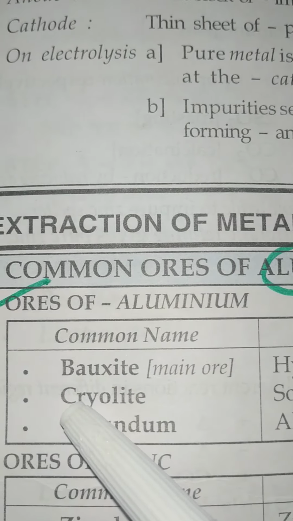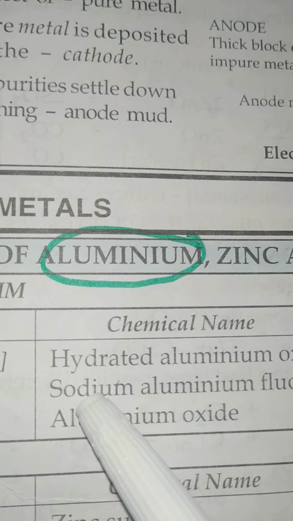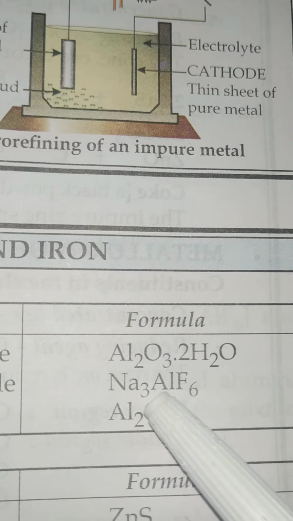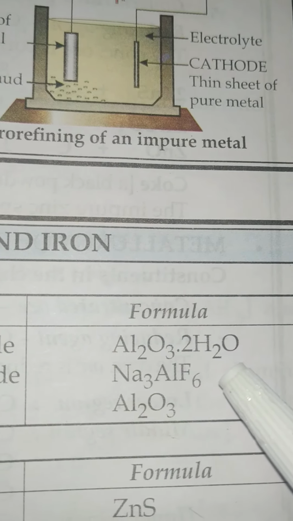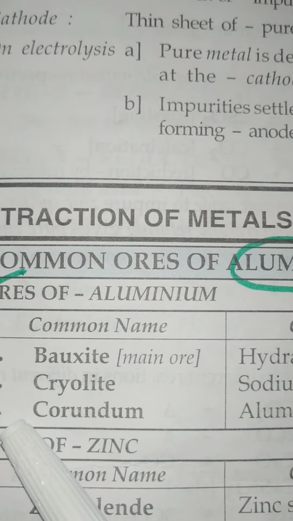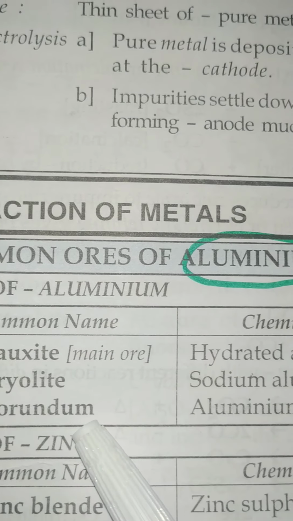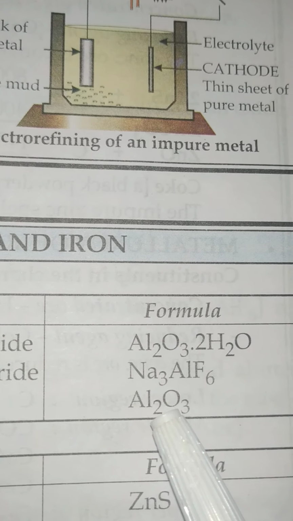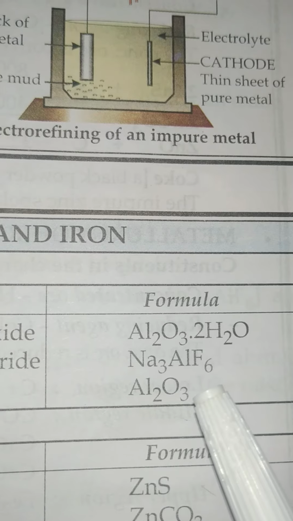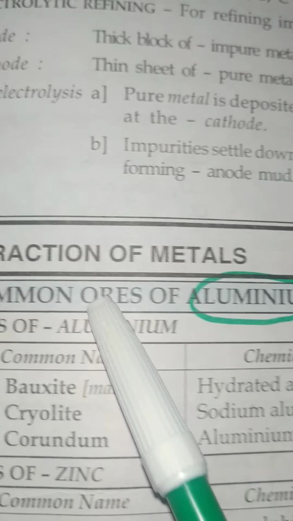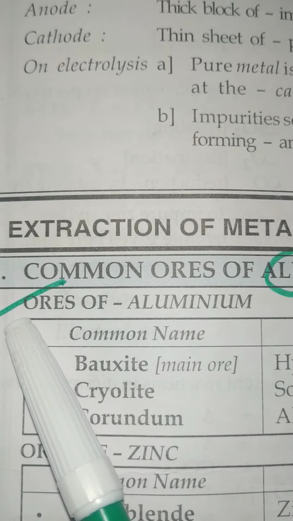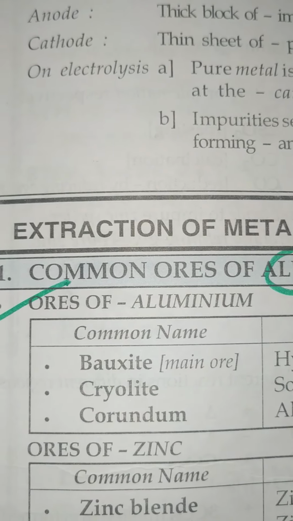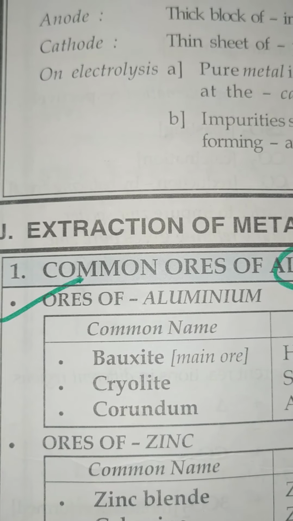Then the next ore is cryolite and the chemical name is sodium aluminium fluoride and the chemical formula is Na3AlF6. Then the next ore of aluminium is corundum. The chemical name is aluminium oxide and the formula is Al2O3. According to the syllabus, we only have to study the main ores of aluminium. Now we will discuss the extraction of aluminium.